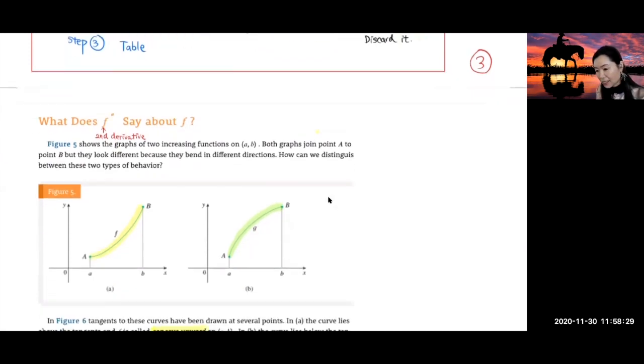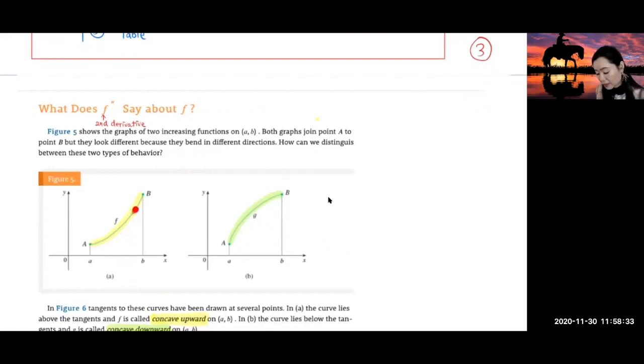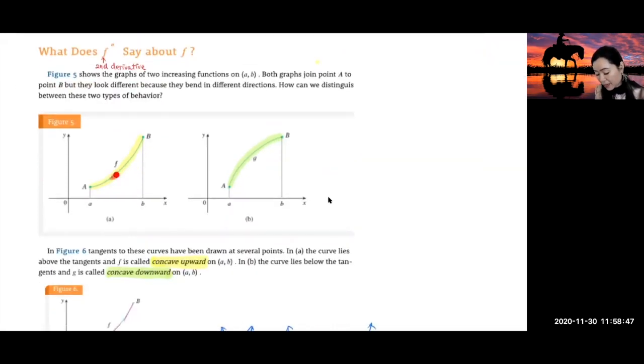Okay, let's discover this. Looking at this curve and this curve, both of them are increasing, right? However, the way they bend is different. This one bends upward, right? And this one bends downward like this. This is called concave up, and this is called concave down. So bend up and bend down.